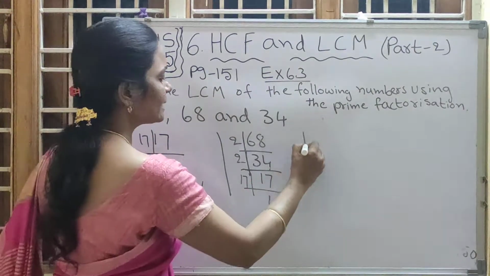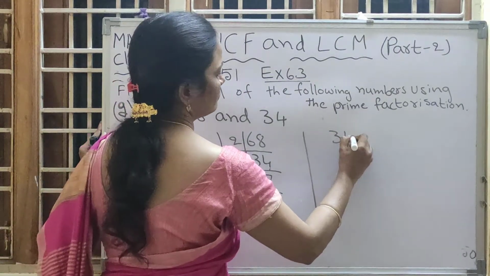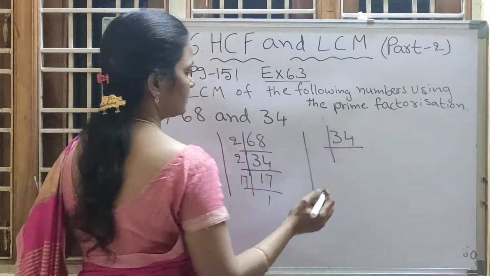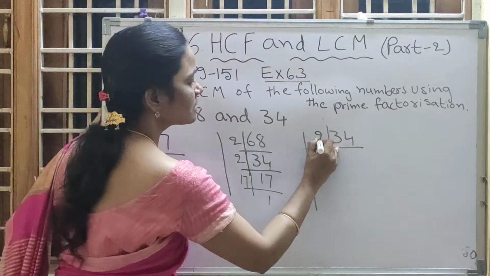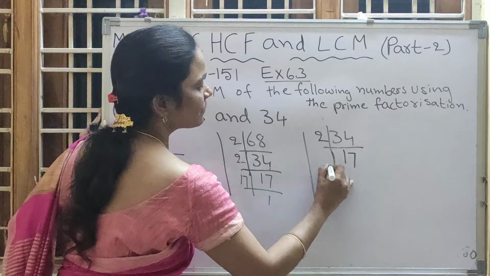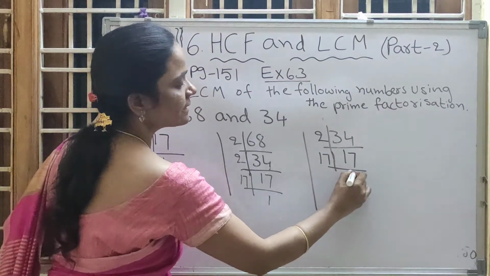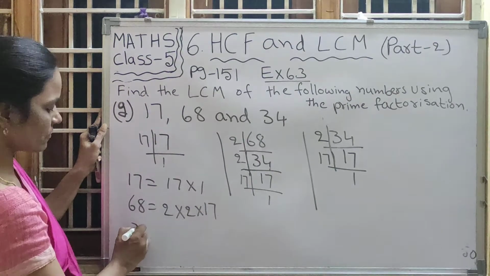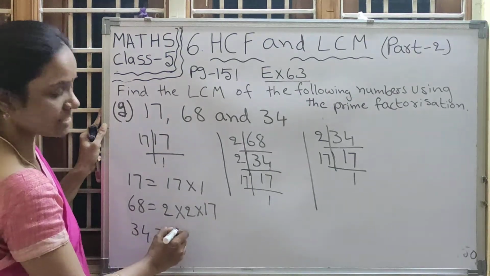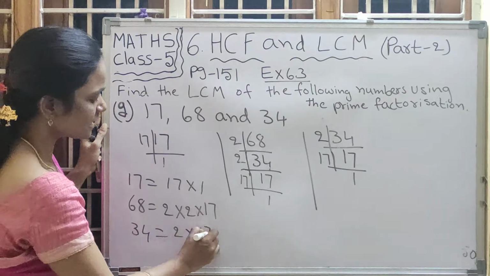Next, take 34. In the 2 table, do you get 34, children? Yes. How many times? 2 17s are 34. Next, directly take the 17 table. 17 ones are 17. Now write down the factors of 34. 34 is equal to 2 into 17.